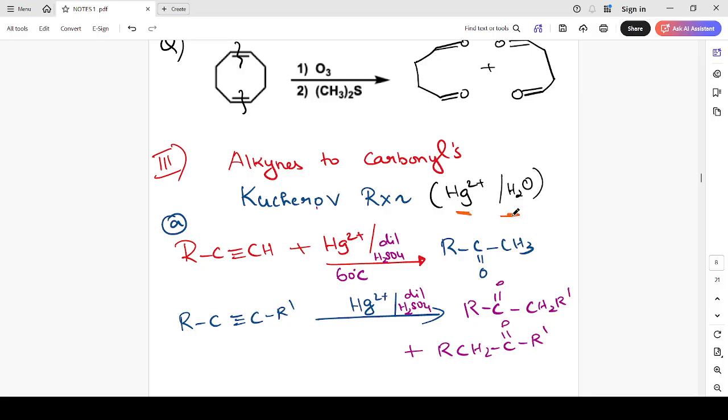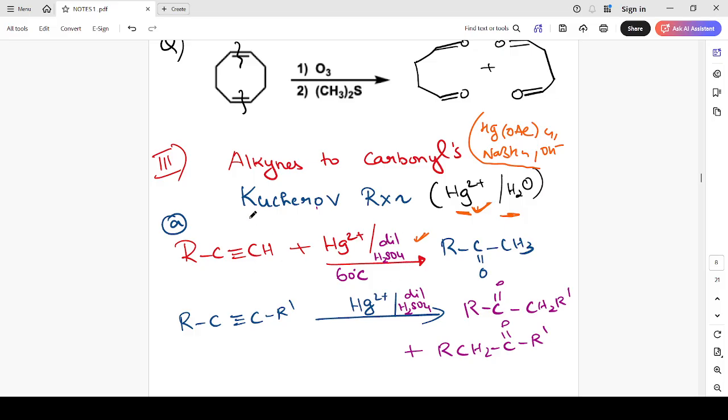Kucherov reaction is having the reagent which is very similar to oxymercuration, demercuration. In oxymercuration, demercuration, you had mercuric salt, right? Hg(OAc)2, NaBH4. You remember? OH minus. This is oxymercuration, demercuration reagent. Kucherov is a special name given to the same type of reaction when alkyne is participating. Here also I am having Hg2+ mercuric salt in the presence of acid and water.